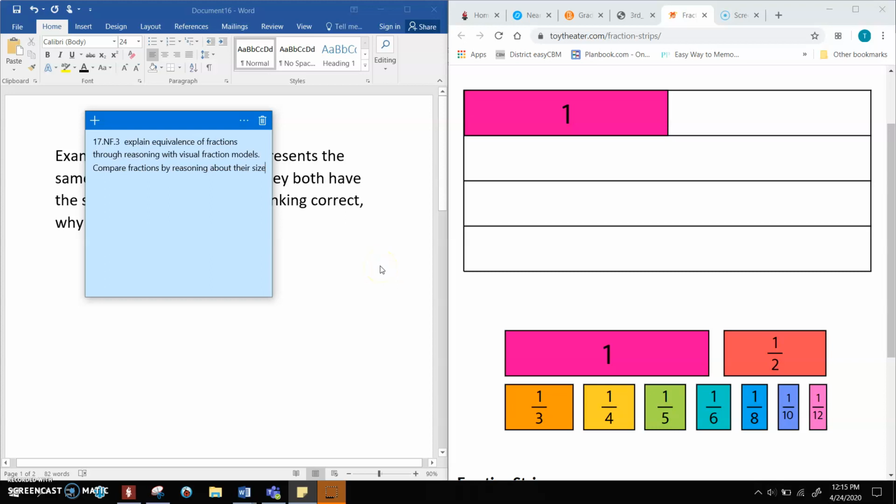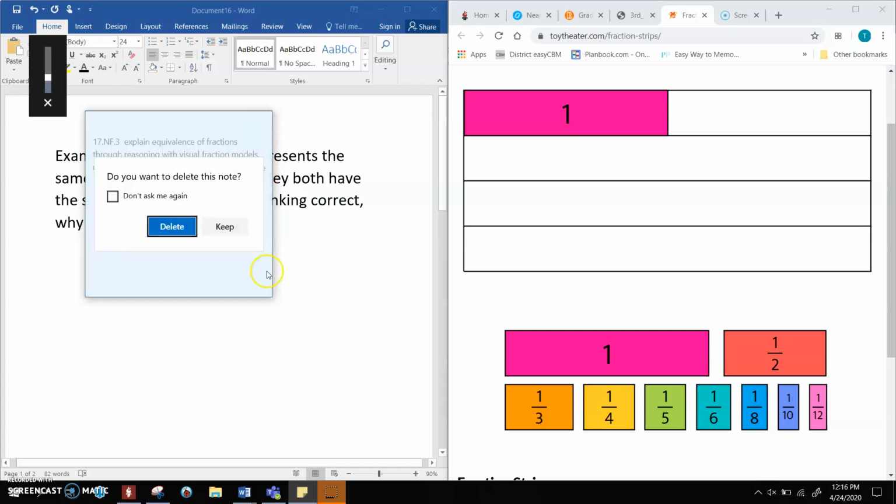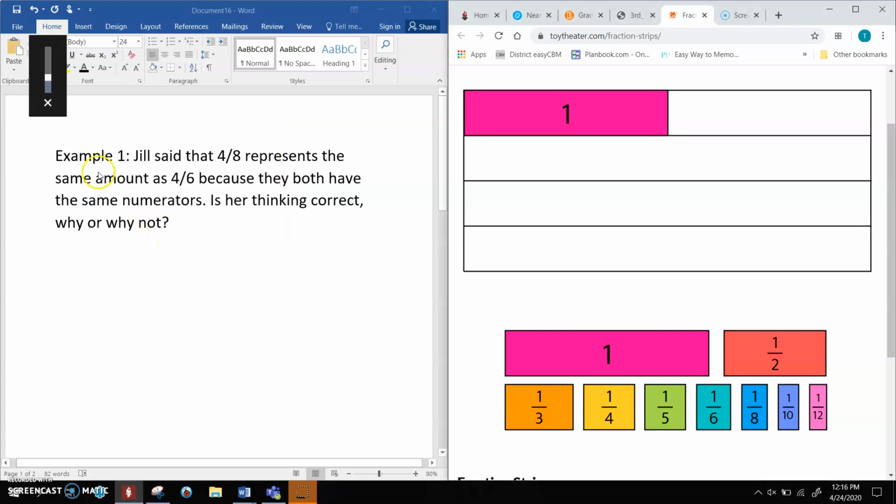Today's standard is 17.NF.3, which is explain equivalence of fractions through reasoning with visual fraction models, compare fractions by reasoning about their size. So we're going to be working on explaining equivalent fractions and comparing some fractions today. So we're going to start off with example 1 here.